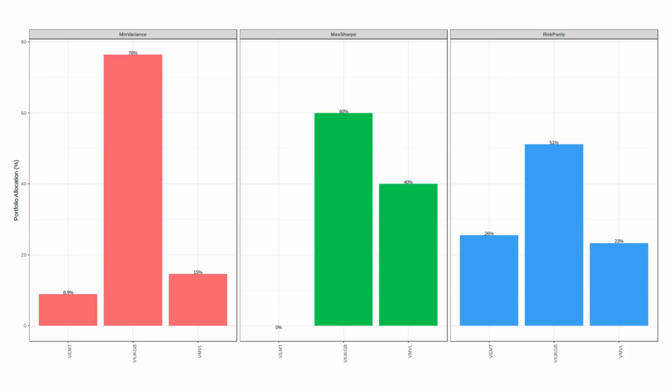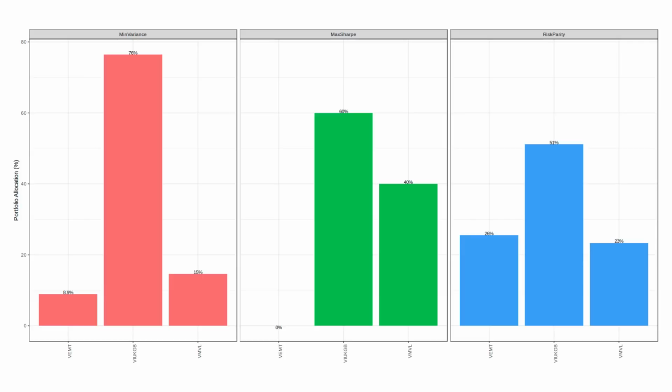Now that I've chosen my 3 funds, I'm going to choose how much capital goes into each one. As a very rough guideline, I've run these 3 optimal portfolios. Minimum variance would have given me the lowest risk over the last 3 years. You can see it's put lots of money into VIUKGB, because that's a very low volatility fund. Maximum Sharpe just goes for the highest risk-adjusted returns. That's avoided VEMT completely and put money into VIUKGB and VMVL in the ratio 60-40. Risk parity, which goes for equal risk contributions, also favours VIUKGB because of its low volatility and has VEMT and VMVL in roughly similar quantities.